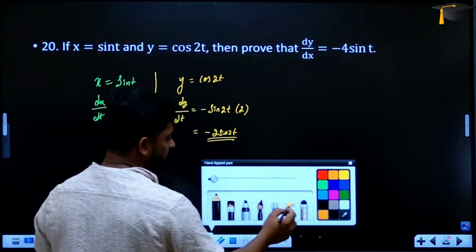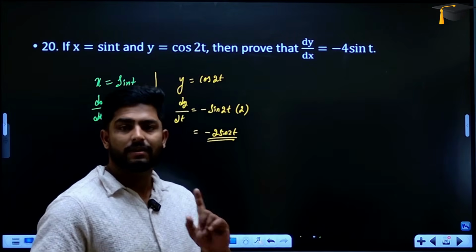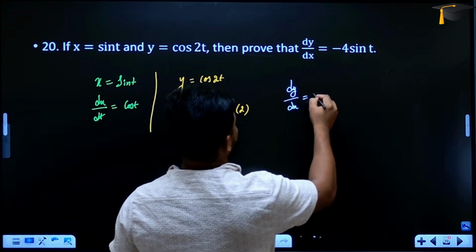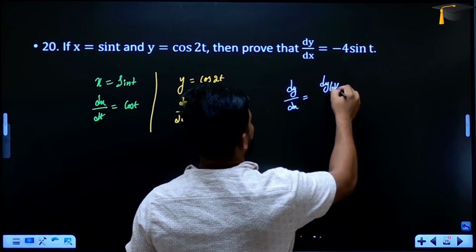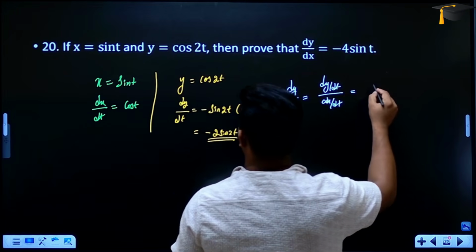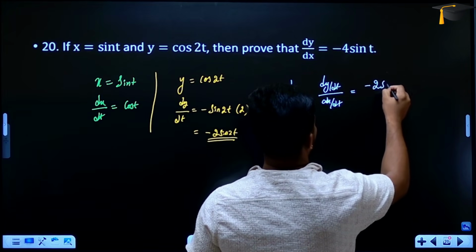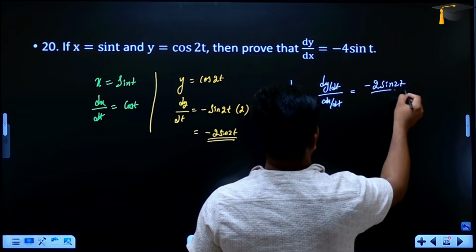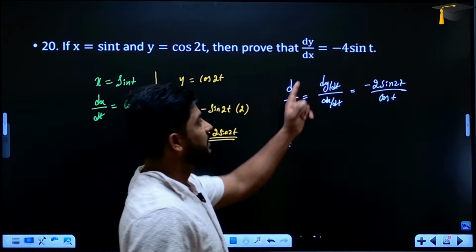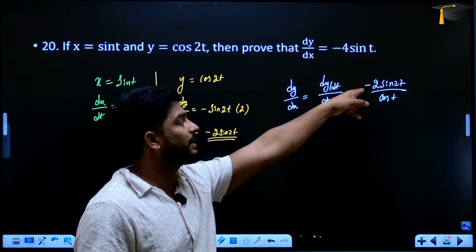Okay, so now you have to write the parametric formula for dy by dx like this, right? So dy by dx is equal to dy by dt divided by dx by dt. So it is minus 2 sin 2t divided by cos t. Okay, but observe here, we have to prove minus 4 sin t, but we didn't get that, right?